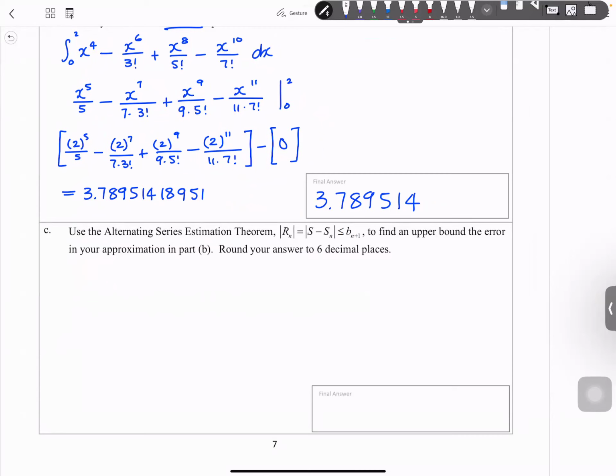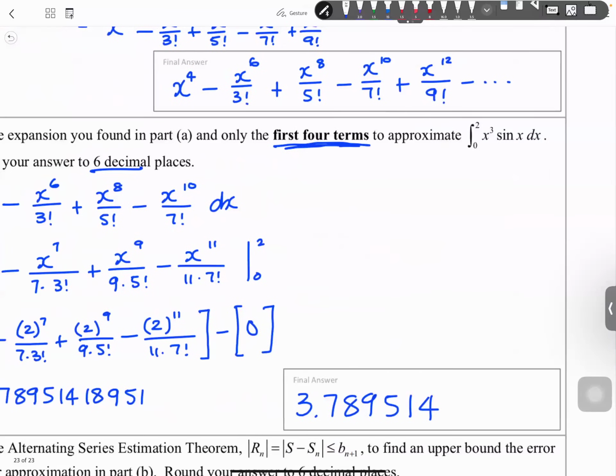All right. Part C says use the alternating series estimation theorem to find an upper bound for your answer in part B. So in other words, the remainder after 4 terms, we used 4 terms. So what is the difference between the true sum and my partial sum S sub 4? It will be less than or equal to whatever the next term in the sequence would have been, B sub 5. So if I had found that 5th term, what would it have looked like? It would be the integral from 0 to 2. Remember, we had it up here.